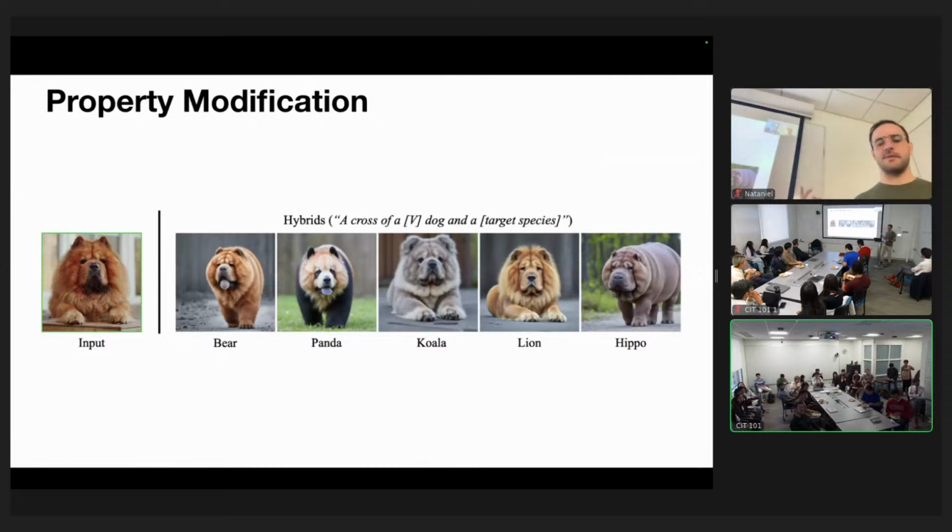So then another thing is property modification. So you could do hybrids. So your dog with a different type of dog or a different species, and you get a panda hybrid or hippo hybrid, but still the essence is very well preserved.